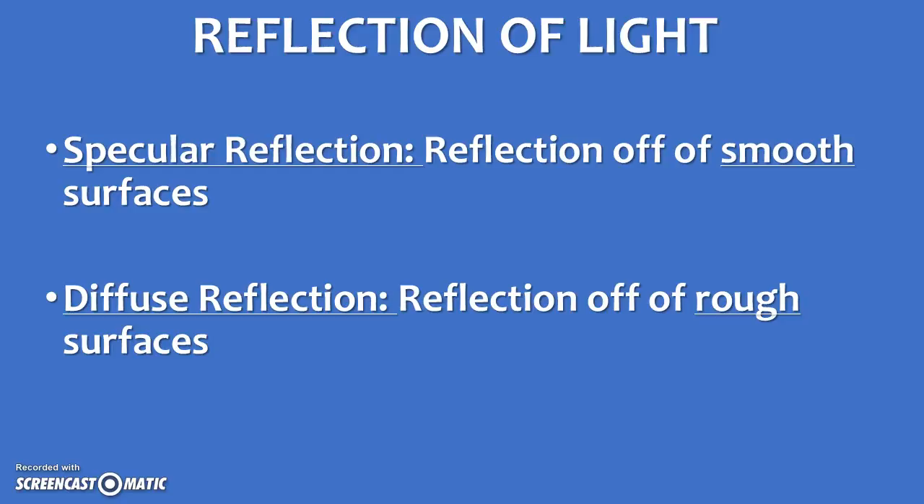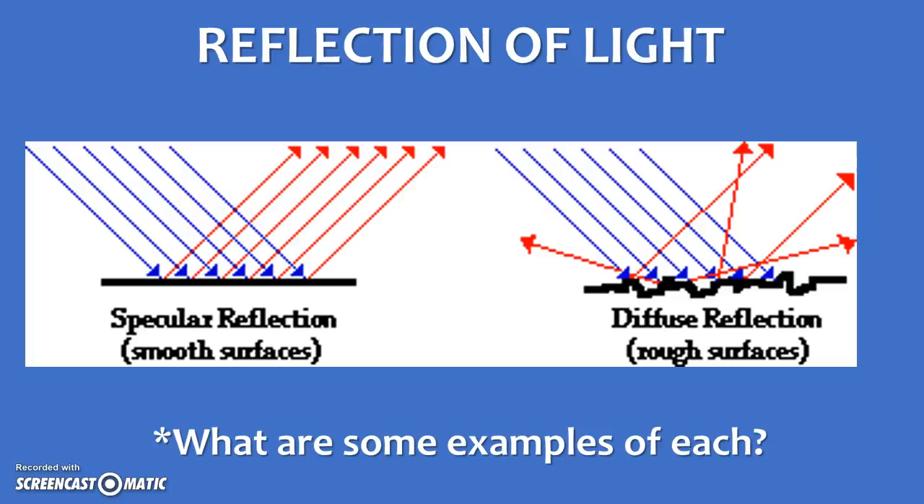There's also different kinds of reflection. You can have specular reflection, which is off of a smooth surface. Or you can have diffuse reflection, which is off of a rough surface. So this shows the reflection of light and how things can be reflected in different ways on different objects, depending on how they're made. So for example, here's specular reflection coming off of a smooth surface, and you can see that the blue rays match the red rays pretty well. And so they kind of reflect in a really nice way.